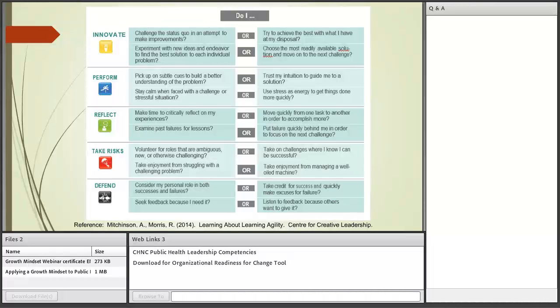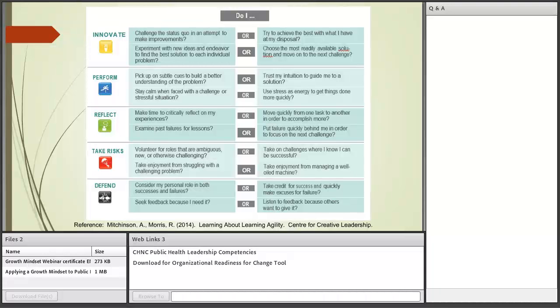So under innovate, I'll read these two statements. Challenge the status quo in an attempt to make improvements, experiment with new ideas, and endeavor to find the best solution to each individual problem. If you're more like that, put a check here. The other companion statements are: try to achieve the best with what I have at my disposal, choose the most readily available solution, and move on to the next challenge. If you're more like that, check off the third column, first row. Okay, so this is for innovate.